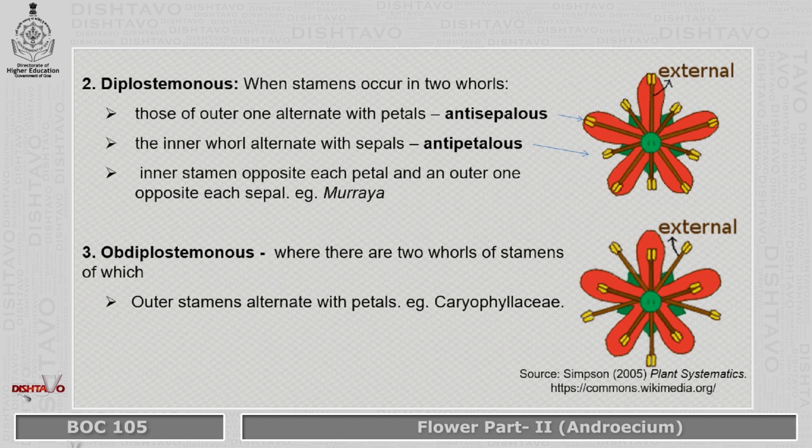So diplostaminous is when the stamens are present in two whorls, and they can be called antisepalous when the outer one is opposite to the sepal. The outer ones alternate with the petal. So you can see one petal marked as external. The external whorl is opposite to the sepal, and the inner whorl alternates with the sepal. That is, it will be antipetalous, so the inner stamen is opposite to the petal. This kind of condition, the obdiplostaminous condition, is found in Murraya. In obdiplostaminous condition, there are two whorls of stamens, of which the outer stamen alternates with the petal, so the external whorl is alternating with the petal and is opposite to the sepal.